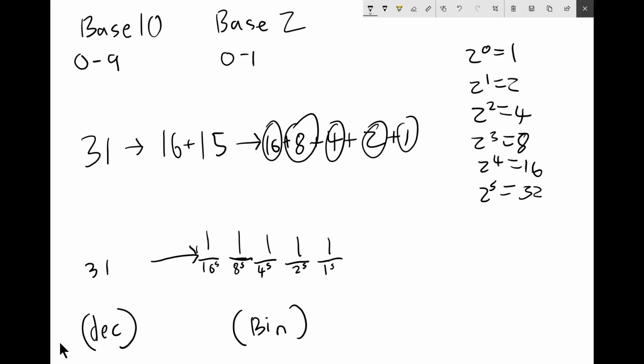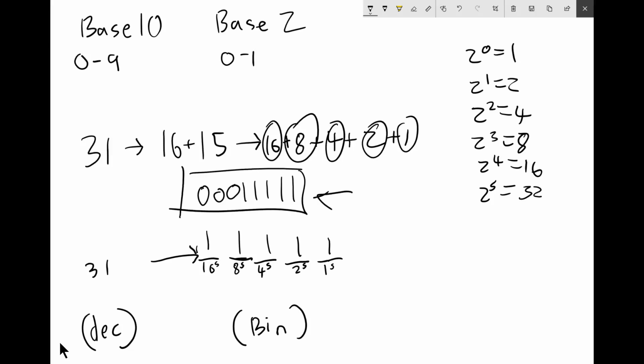Now, as I said earlier in this video, we actually want to condense this into 8-bit form, which means we do 0, 0, 0, 1, 1, 1, 1, 1. It's 5 ones. So that in 8-bit form right there is our binary of 31. Okay. So now that we know how to convert from base 10 to base 2, decimal to binary, let's do binary back to decimal.